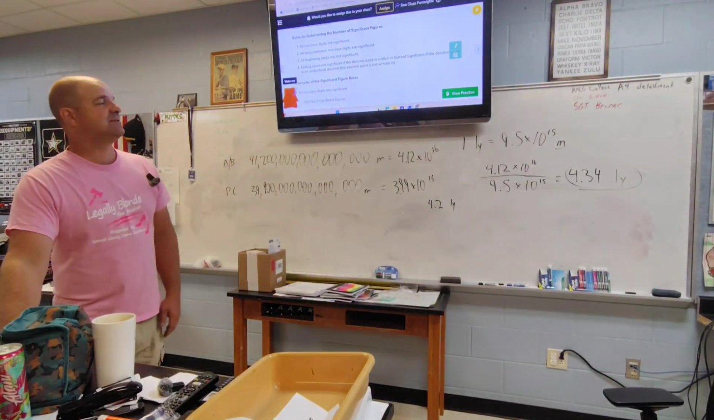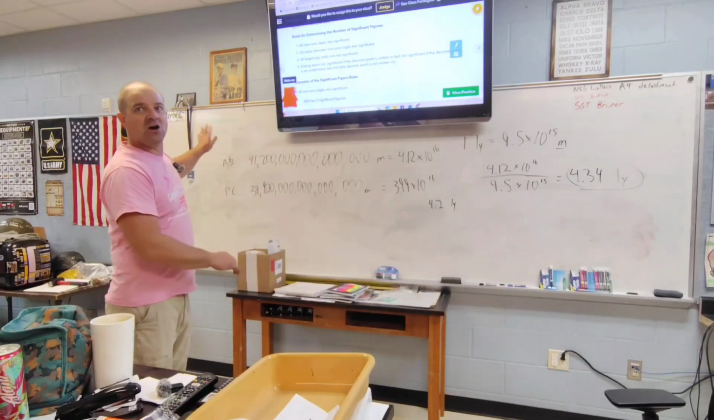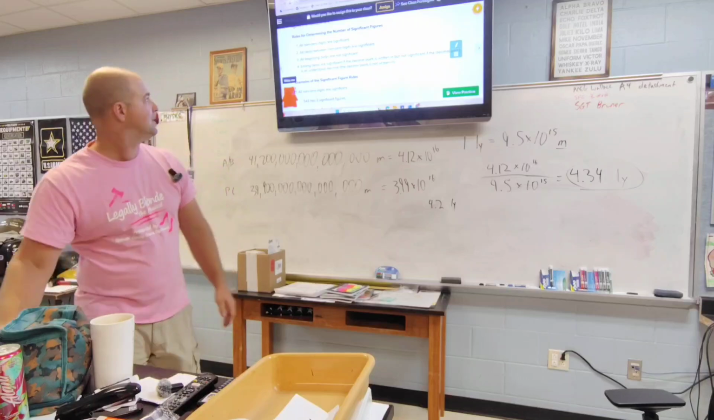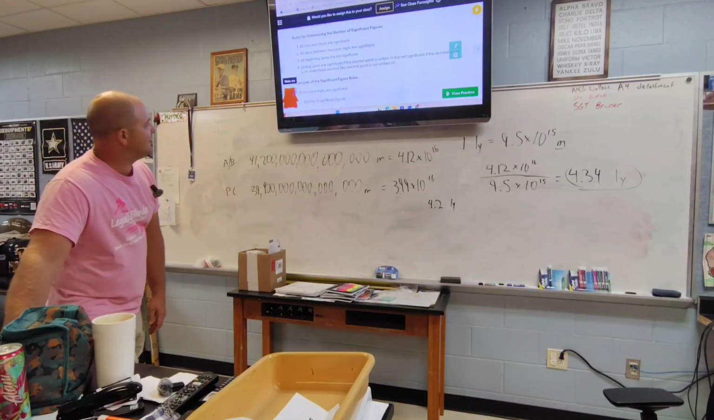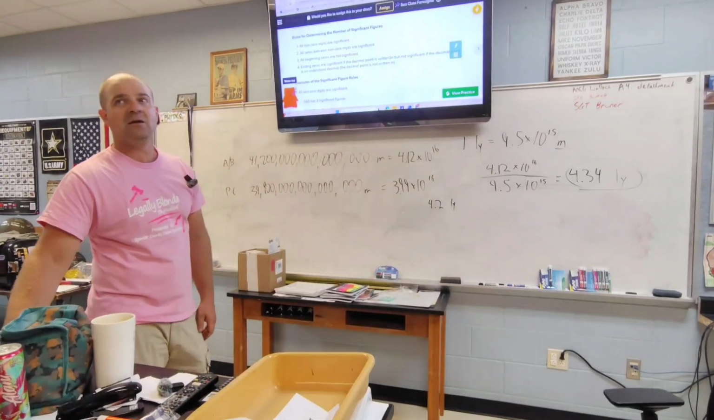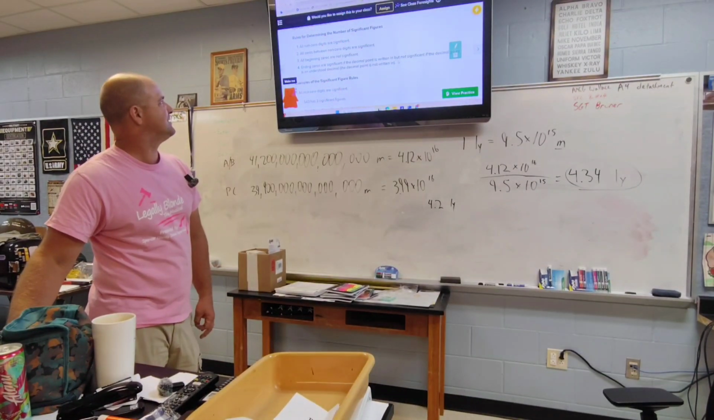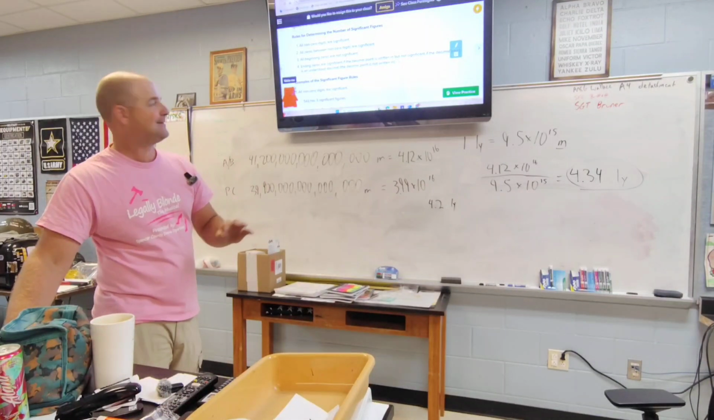Rule 3, all beginning zeros are not significant. So if the numbers to the left are zeros, you don't count those until you get to a non-zero number. We'll go over some examples. Number 4, ending zeros are significant if the decimal point is written in, but they're not significant if the decimal point is an understood decimal. Like you understand it's there, but it's not written in.